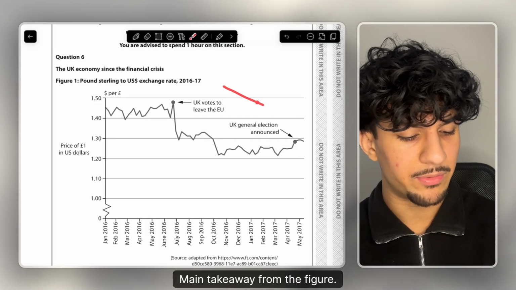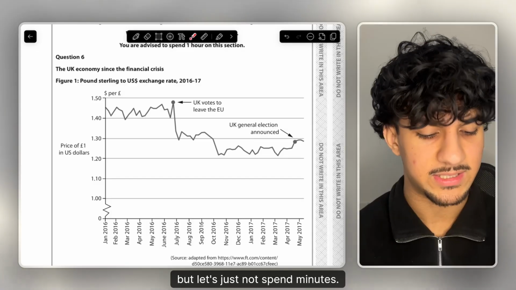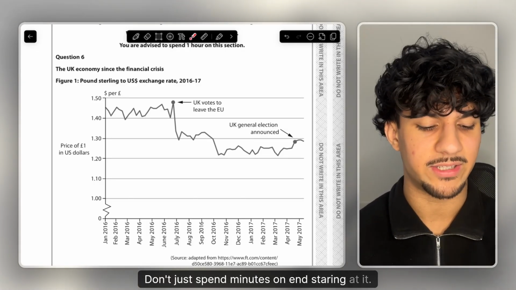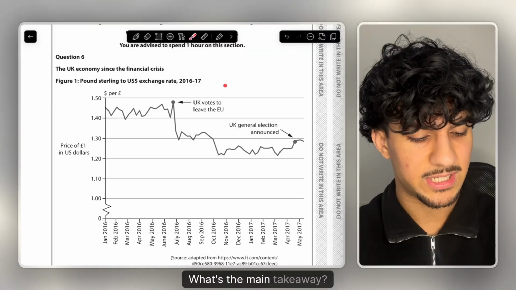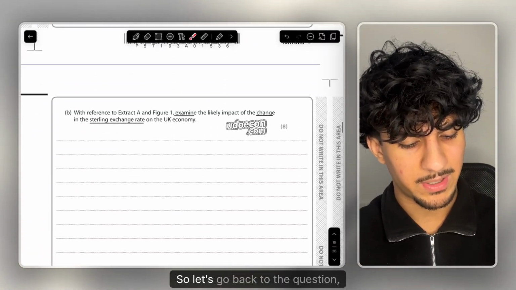Main takeaway from the figure, be very transactional with it. Of course, we're going to use it for application, but let's just not spend minutes. That's what students end up doing, especially when you get graphs. Don't just spend minutes on end staring at it. Get the main takeaways from it. What's the main takeaway? That there's a depreciation in the UK's exchange rate. So let's go back to the question.